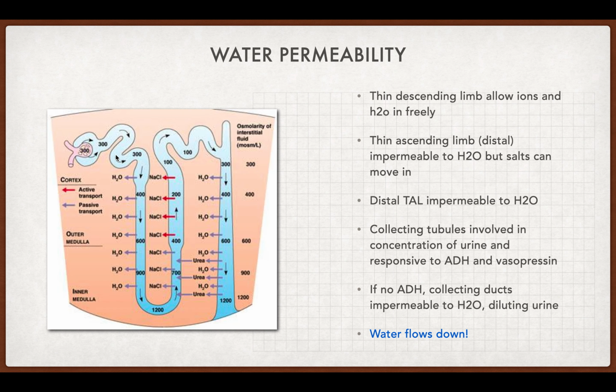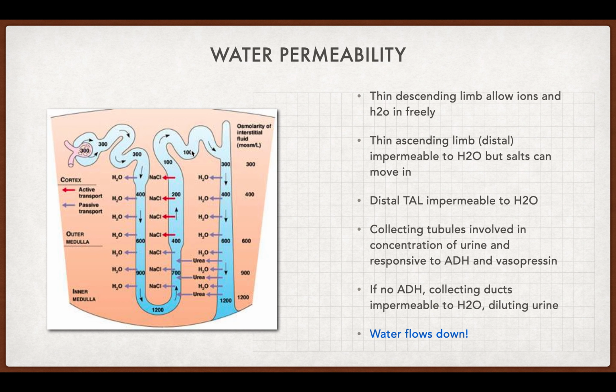So the descending limb of the loop of Henle allows ions and water to come in and out freely, and then the thin ascending limb is going to be only permeable to salts. The distal thick ascending limb is going to be completely impermeable to water, and then the collecting tubules are involved with the concentration of urine, and they are responsive to ADH and vasopressin.